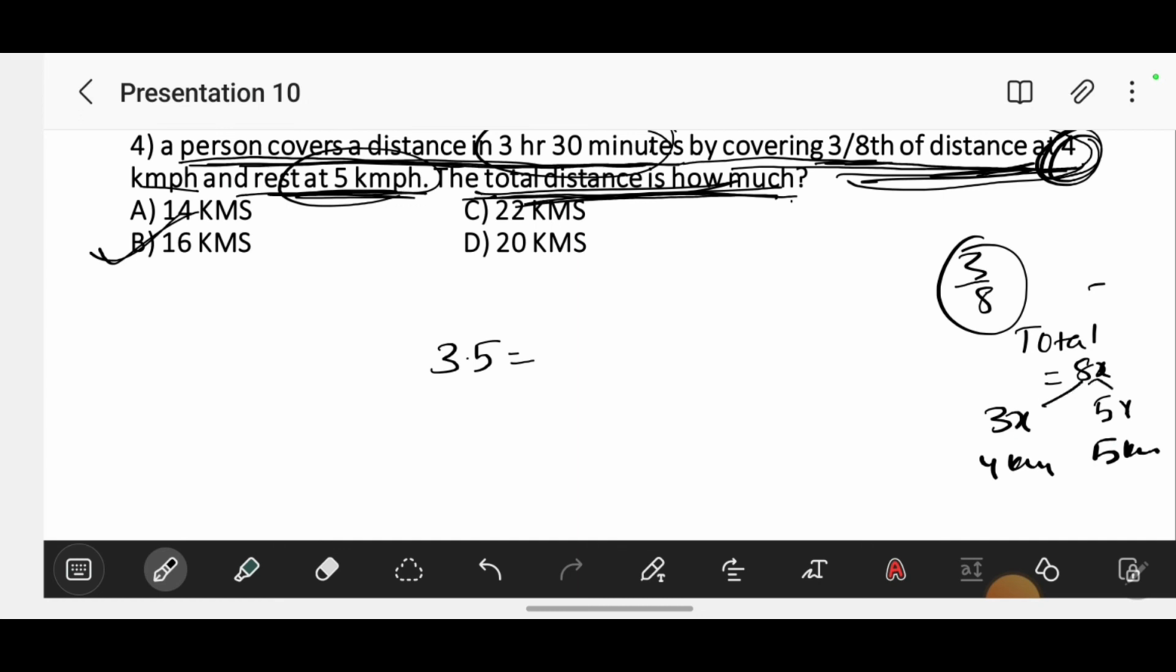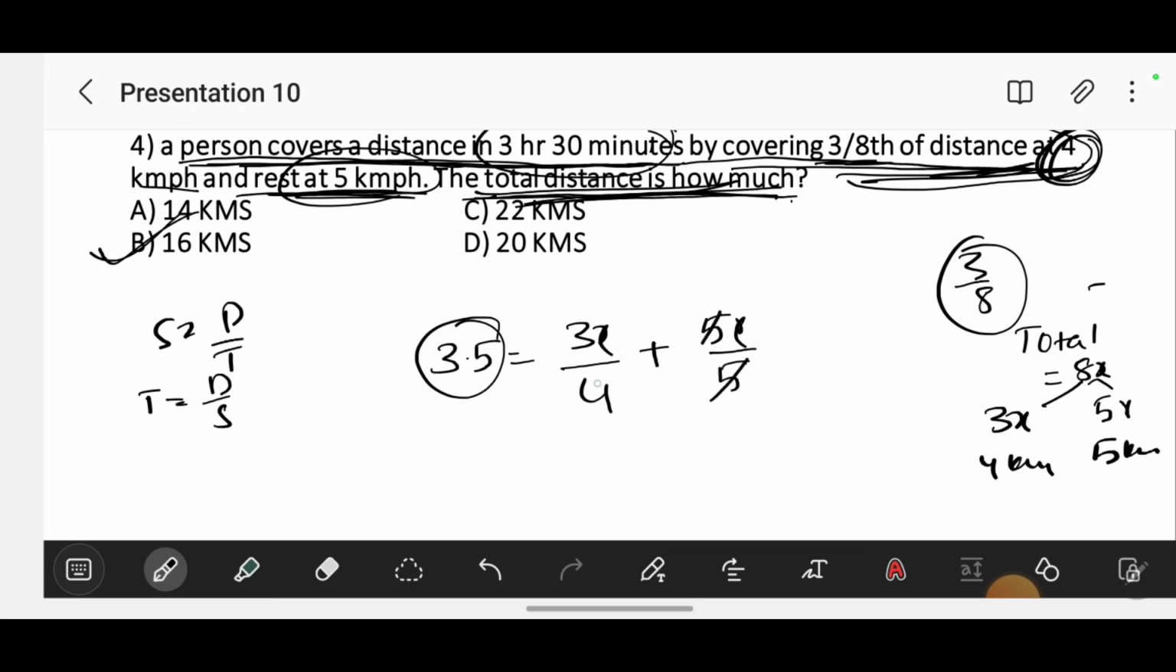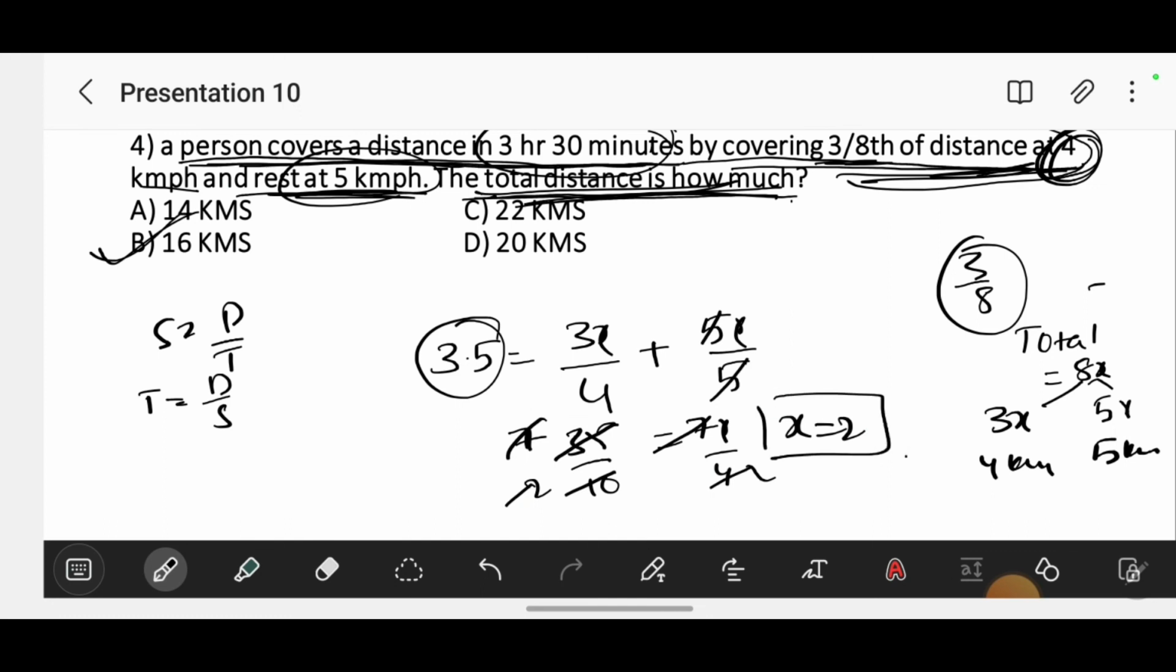Okay, so speed equals distance by time and time equals distance by speed. In this way, total time 3.5 hours equals first distance 3x covered at 4 kilometers per hour, next distance 5x covered at 5 kilometers per hour. In this way, 7x by 4 equals 35 by 10. It is 5 7s, 5 2s, 7 7 cancel, 2 2s. So x equals 2 we get from this equation. And he is asking the total distance. Total distance is 8x. So 8 2s are 16 kilometers is the total distance.